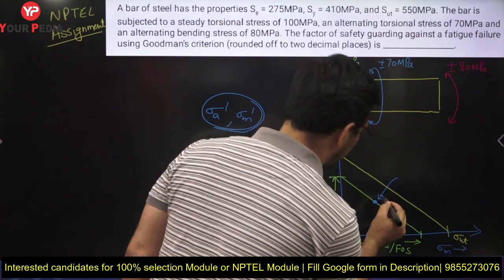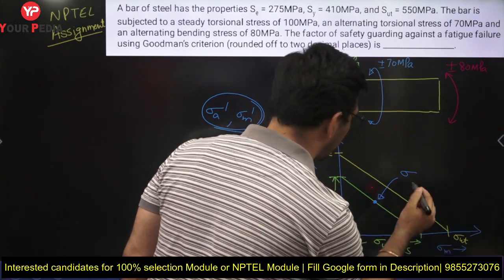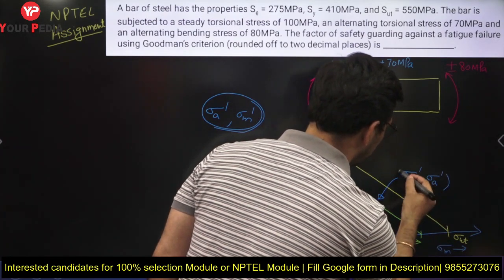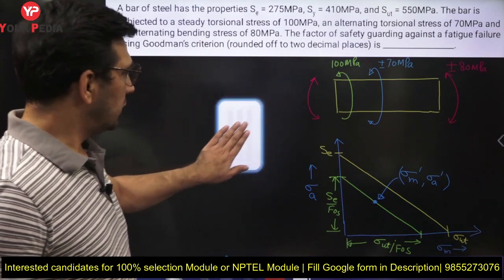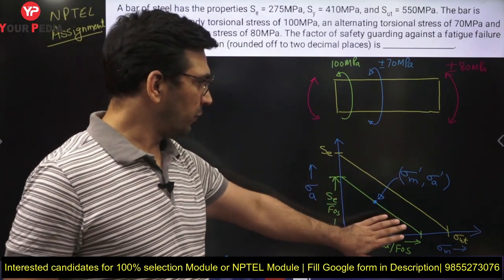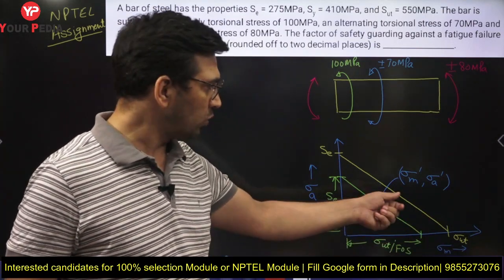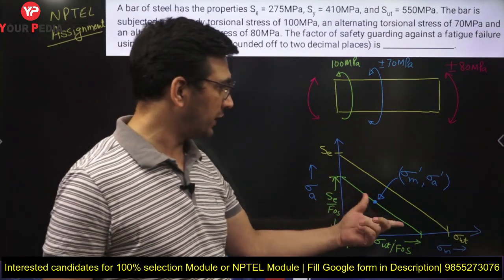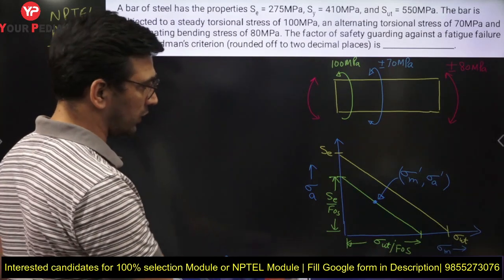So I am writing it as coordinates. Let us say this coordinate is sigma mean dash and sigma amplitude dash this way. This becomes a coordinate. Now if I have to use Goodman's approach, applying the factor of safety, and I want to find out the factor of safety, then how do you write it? Now you have the equation of a straight line which you can use over here.